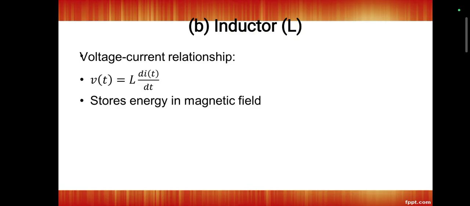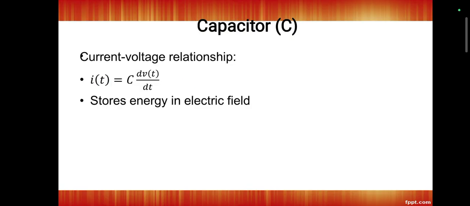Then the second one is the inductor. As per the inductor, the voltage-current relationship is given as V of t equals L into di by dt. It stores energy in the magnetic field. Then third is the capacitor. The current-voltage relationship of the capacitor is given as I of t equals C into dV by dt. The capacitor stores energy in the electric field.